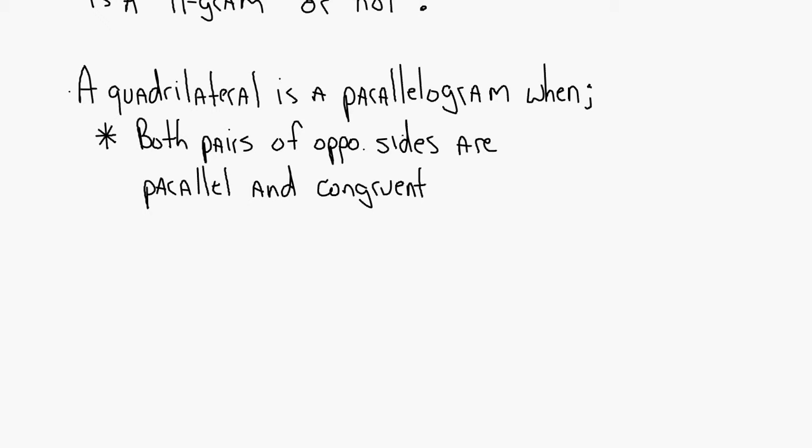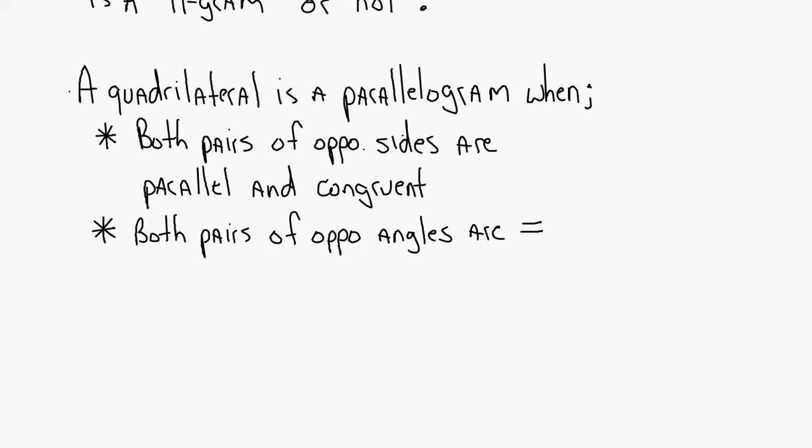A quadrilateral is a parallelogram when both pairs of opposite angles are congruent. A quadrilateral is a parallelogram when diagonals bisect each other.